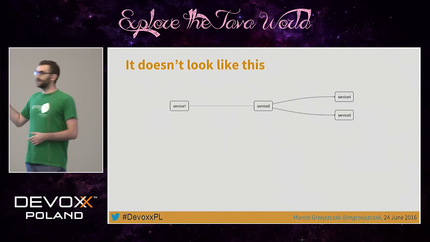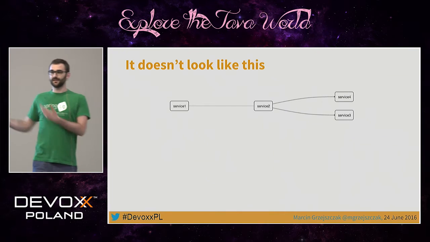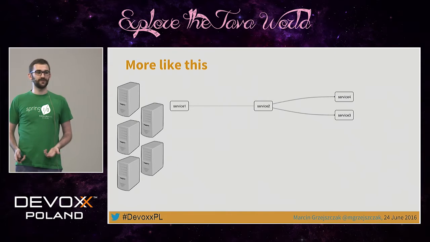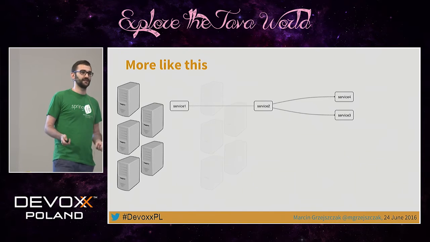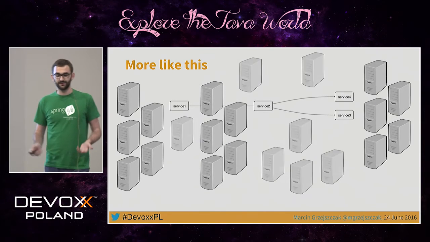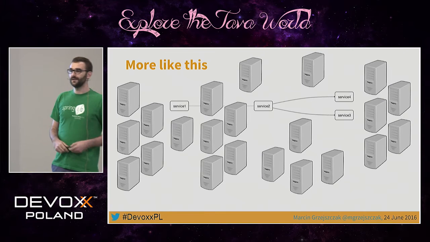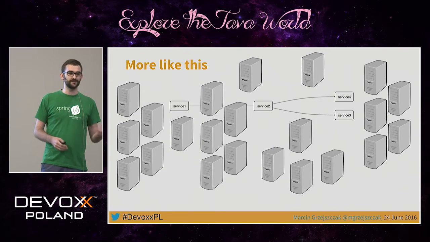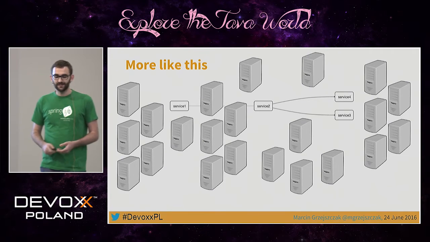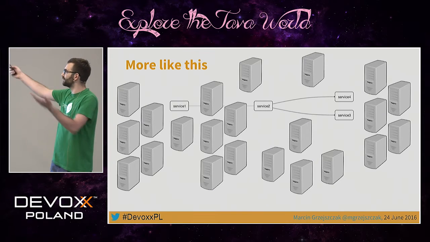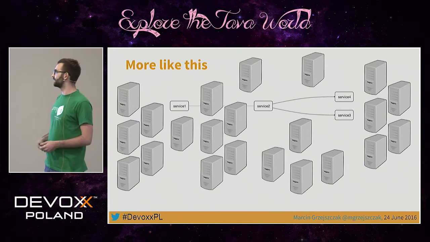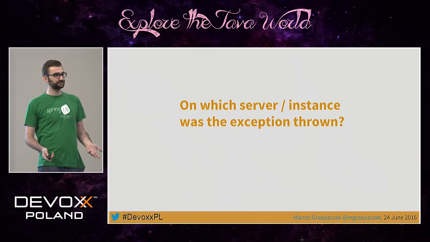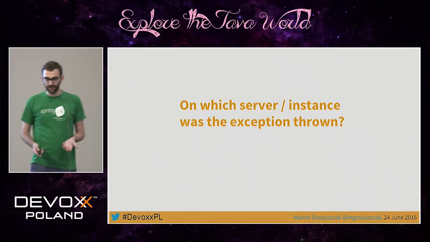I lied to you, because actually your production system doesn't look like this, obviously. It looks more like this, right? Service 1 is deployed on, for example, 5 servers. Service 2 the same, 3 and 4 alike. So if a user says that there is an exception, or shows you a screenshot of something not working, most likely one of those guys blew up. So the question is, on which server and instance was the exception thrown? This is the main problem.